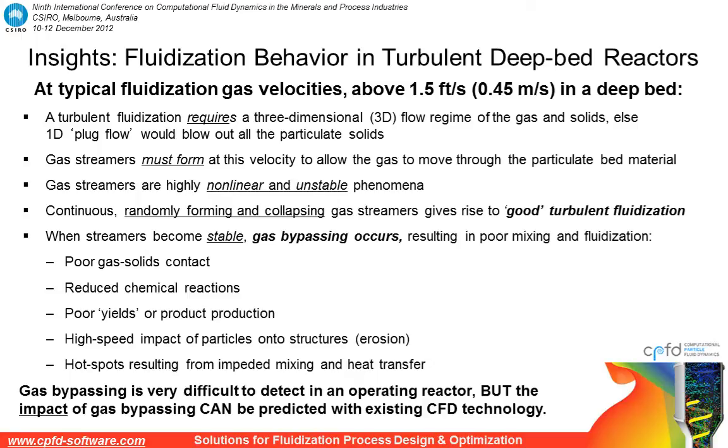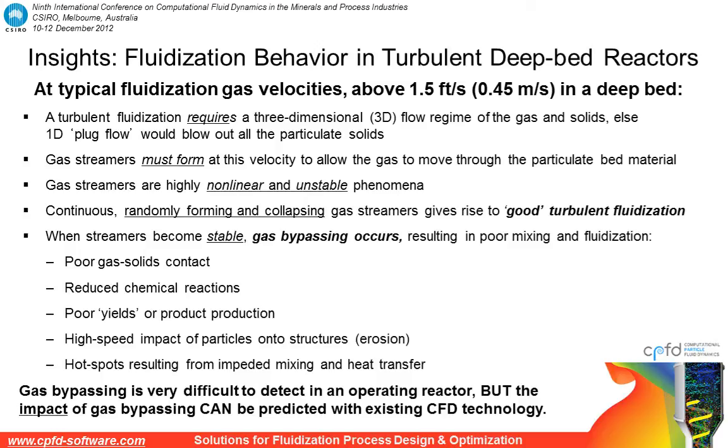So what are we to conclude from some of these experiments that we've looked at? What we would conclude in our premise is that at typical fluidization gas velocities above, say, 0.45 meters per second in a deep bed, turbulent fluidization requires a 3-dimensional flow regime of the gas and solids. If you try to assume a 1D or plug flow situation, all the solids will be blown out of the domain. As a result, gas streamers must form at this velocity in order to allow the gas to move through the particulate bed material.